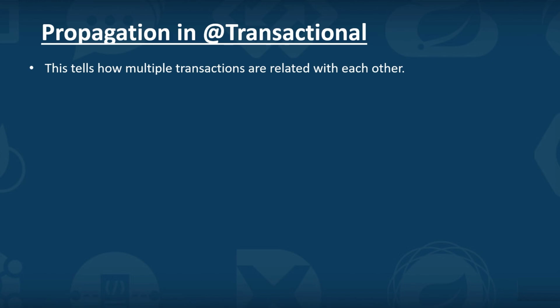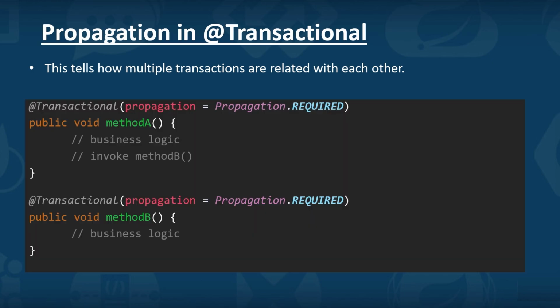So let's try to understand it with the help of this small code snippet. Here, as you can see, we have two methods. Method A contains some business logic, and then it is going to invoke method B. And again, method B contains some business logic. Currently, it doesn't matter whether it's part of the service layer or the repository layer. It can be part of anything. But the point is, on both of them, we have the transactional annotation.